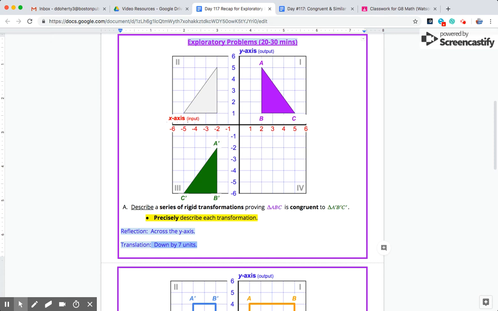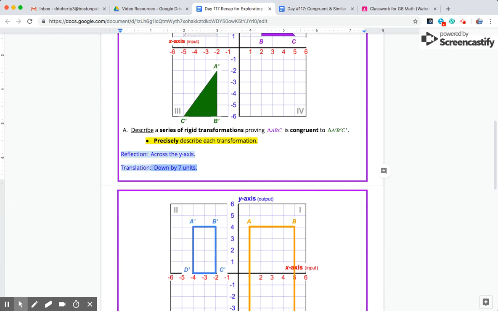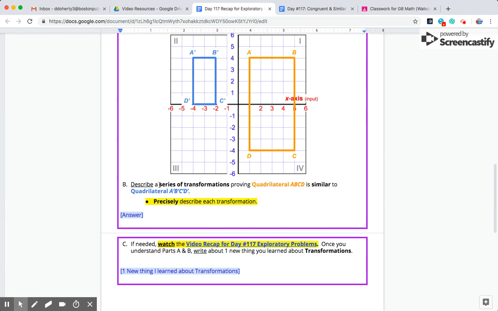At this point, if you struggled on part A and part B, I'm going to encourage you to pause this video, work with your partner, and try to figure out part B on your own now that you understand this type of question a little bit better. So you're going to describe a series of transformations. This time we're going to need to prove these two are similar. So if you need to, pause the video. I'm going to continue and explain this problem.